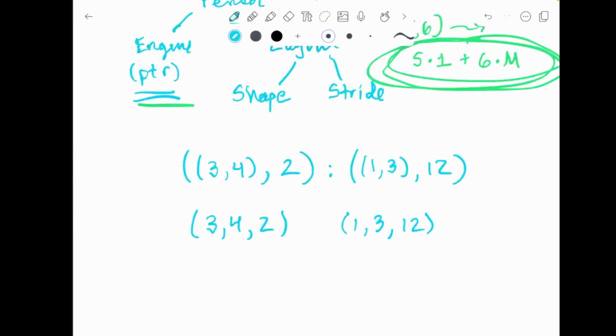Okay, so what it means, just as a matter of terminology, is that nestedness means these tuples have this sort of recursive tree-like structure. I think of this outer tuple as having two modes, and modes are like elements, right? The first mode is itself a tuple, 3, 4, and the second mode is just an integer 2. So that's what it means for a tuple to be nested.